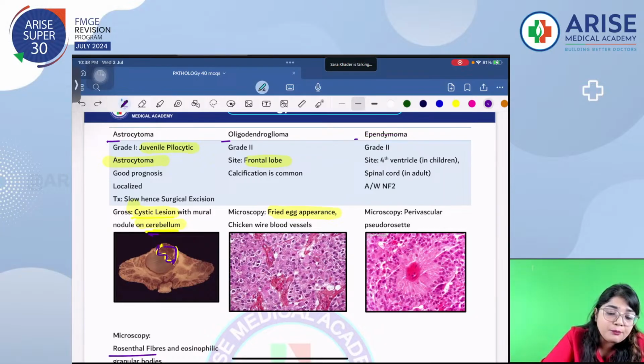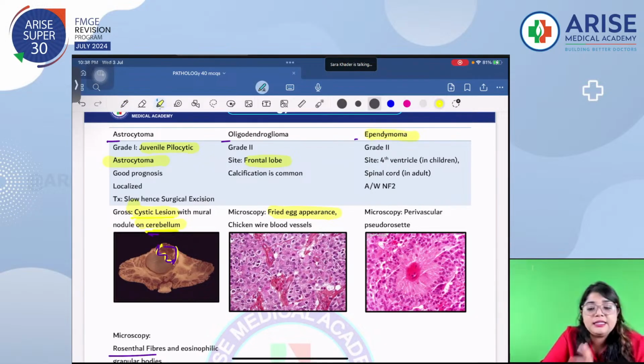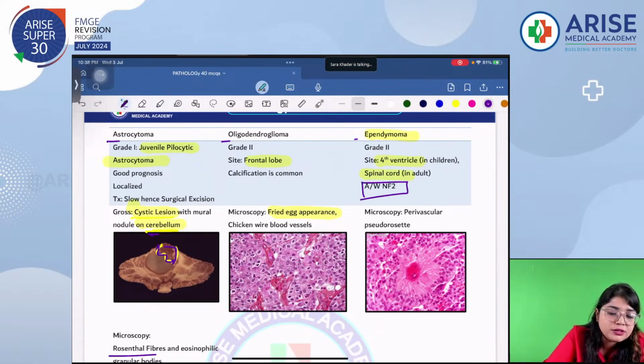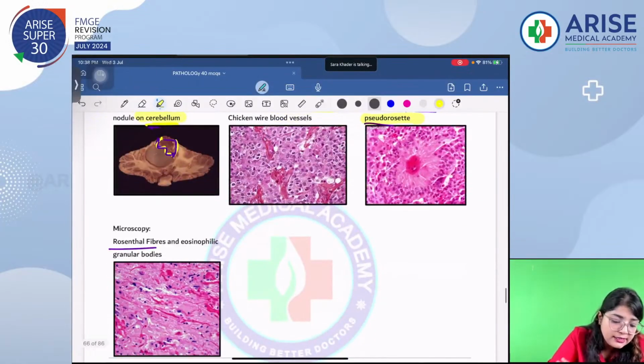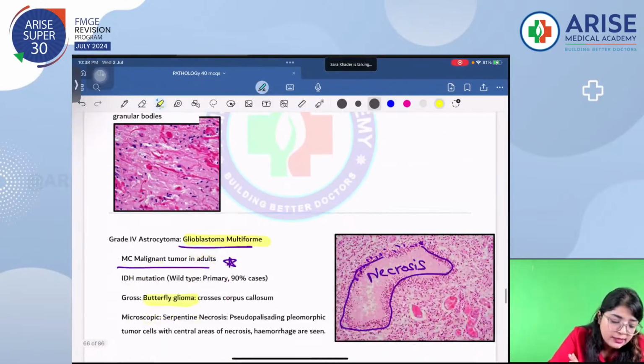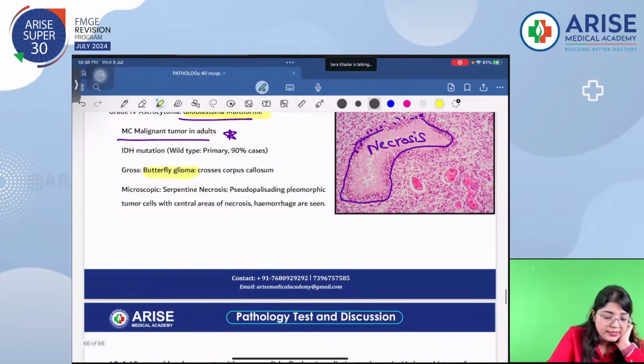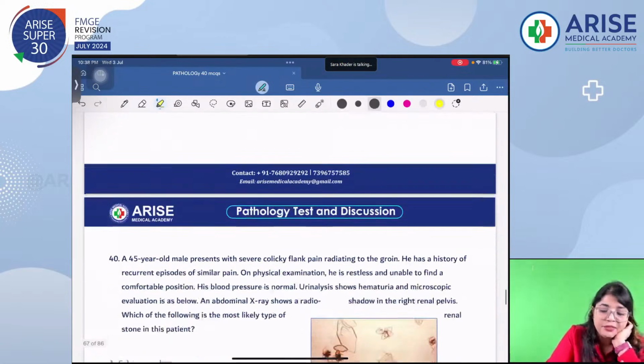Then ependymoma. Remember, this is seen in children in the fourth ventricle, and in adults in the spinal cord. Like I told you, it is associated with NF2. And on microscopy, you can see perivascular pseudo-rosettes. Okay. Yes, fried egg appearance is also seen in hairy cell leukemia. All right. Yes, very good, Gautam. Very good, Megha.